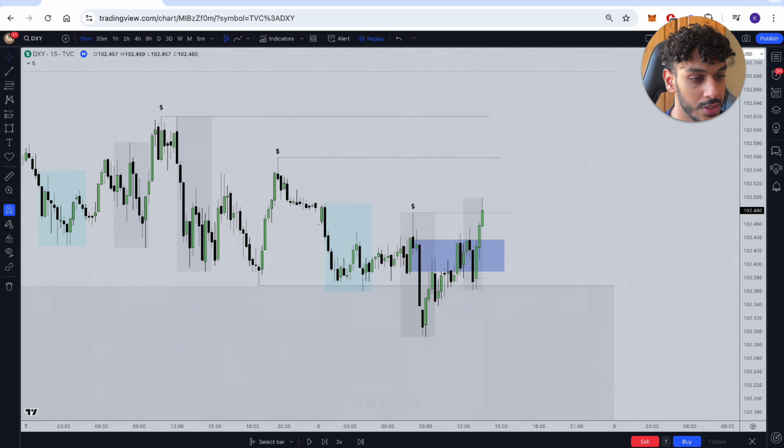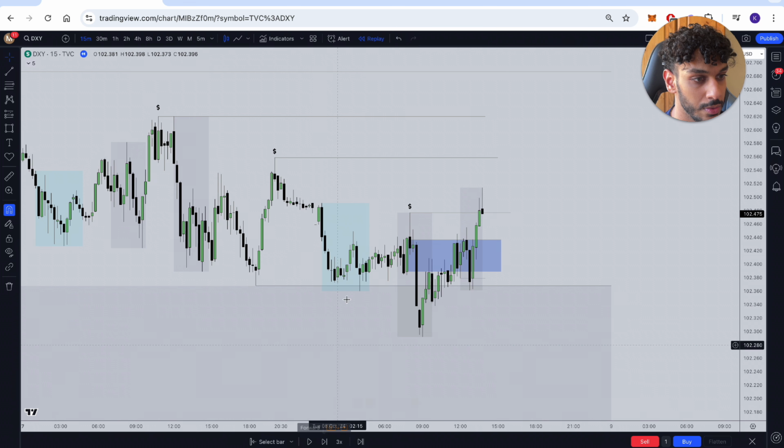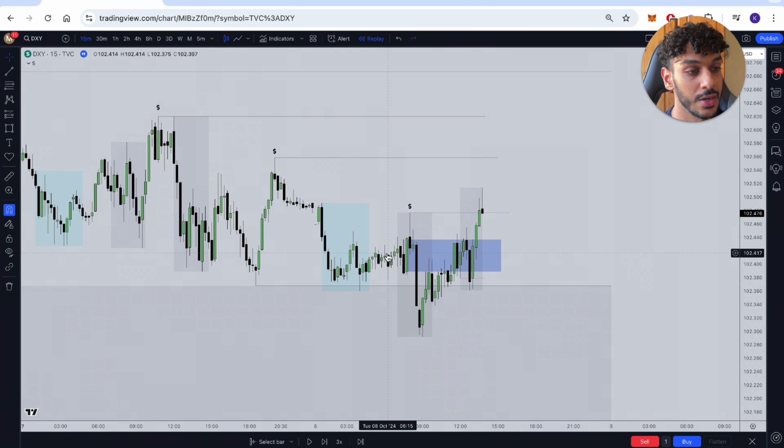So let's see what happens. So we take that high. Every time we do take liquidity, you don't have to anticipate a retracement, but you have to allow for the ability for price to retrace. That's how I look at it.